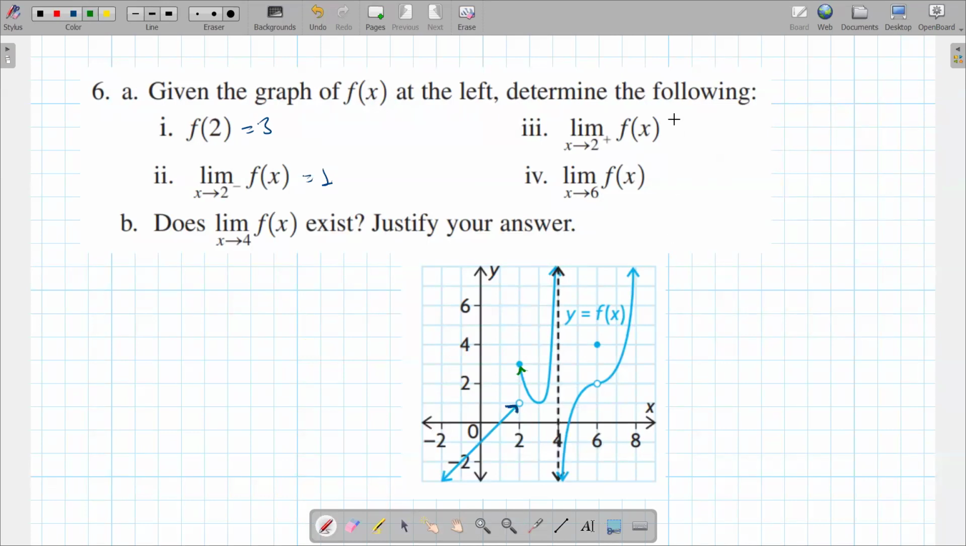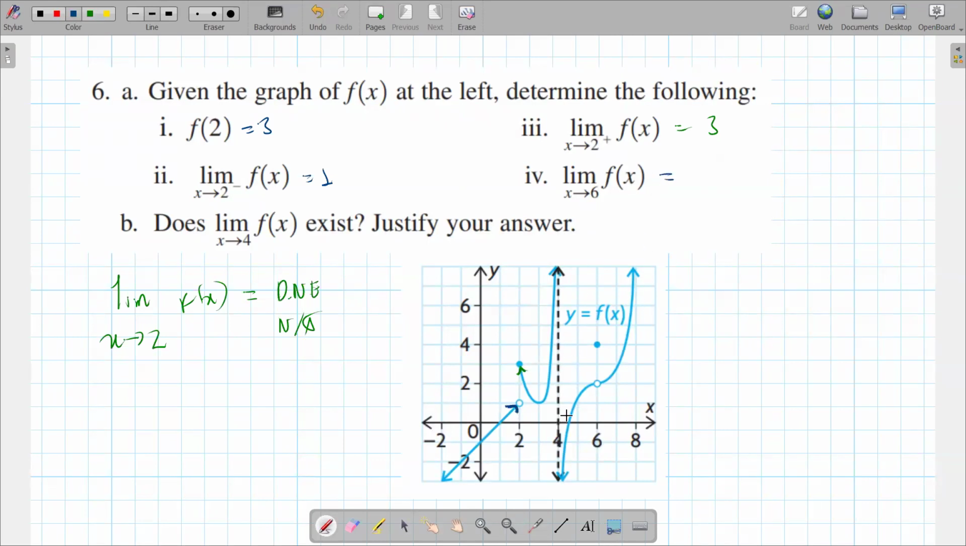3. Now the question is, does the limit at x equals 2 exist for f of x? Knowing that from the left it's 1, from the right it's 3. Does this exist? No. The answer is no, it does not exist. DNE means does not exist. You can say NA or whatever, not applicable. It does not exist because the limits on both sides have to be the same, okay?